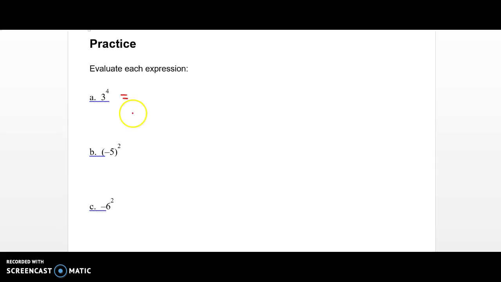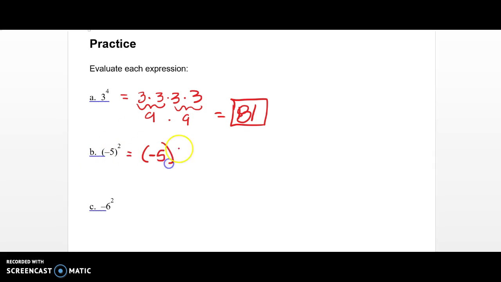I'm going to pretend I don't have a calculator and write these all out in expanded form. Here I've got 3 to the 4th power means 3 times 3 times 3 times 3. Okay, 3 times 3 is 9, and this 3 times 3 is 9, and 9 times 9 equals 81. Did you guys get 81 for the first one? Okay, on B, your base is -5, and the exponent says multiply it by itself twice. Negative times negative is positive, and 5 times 5 is 25.